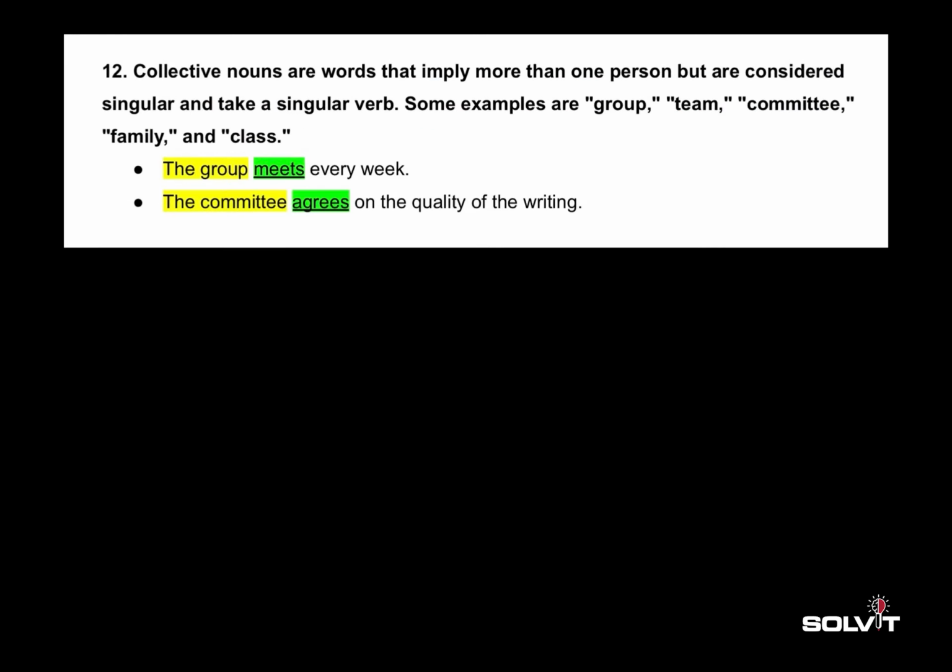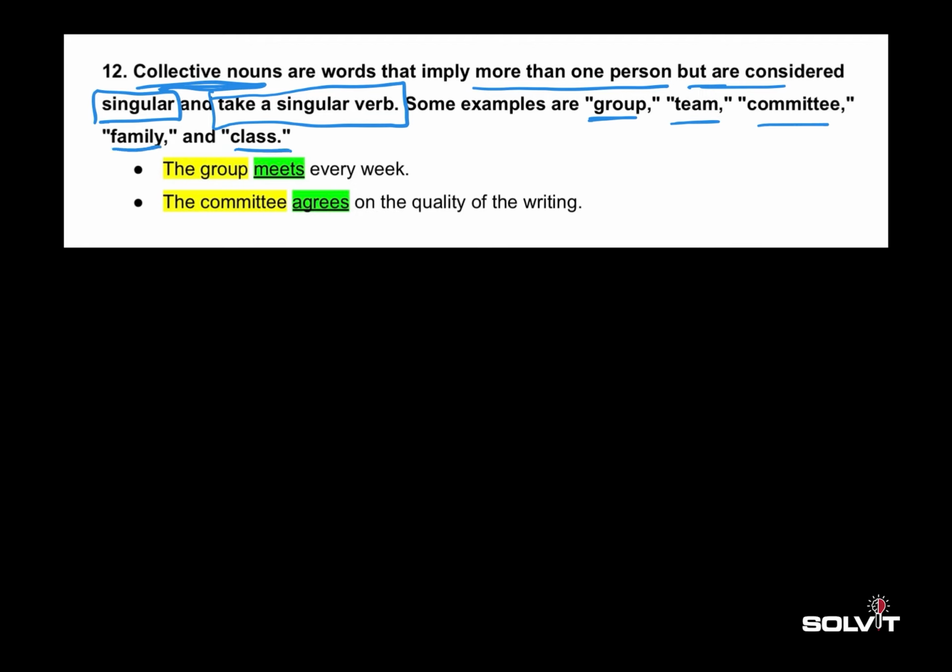Okay, so we're finally on the last rule, which is: collective nouns are words that imply more than one person but are considered singular and take a singular verb. Okay, let's read this again more carefully. Collective nouns are words that imply more than one person but are considered singular and take a singular verb. Some examples are group, team, committee, family, class.